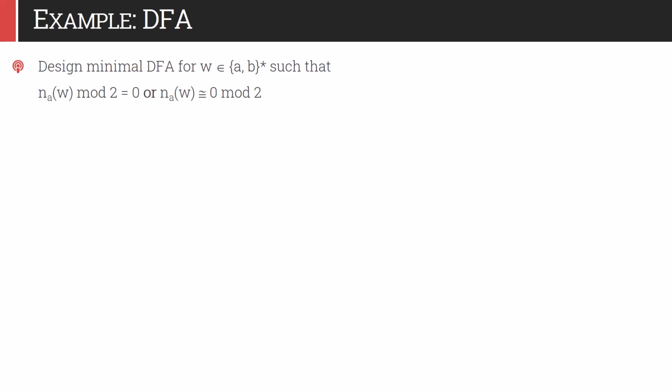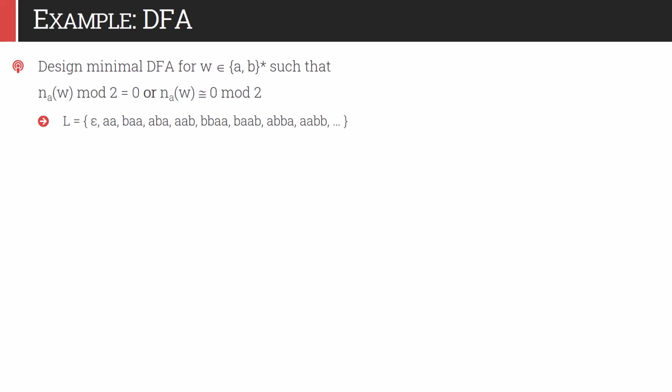First we need to understand which are the strings in which the number of A mod 2 is 0. There could be 0 A's, 2 A's, 4 A's, 6 A's. So there should be an even number of A's. The restriction is not there on B. B can be anything. It can be 1 B, 0 B, 2 B, 5 B, any number of B's. And it could appear before A, between A's, or at the end of A, anything is possible. But the number of A's should be even.